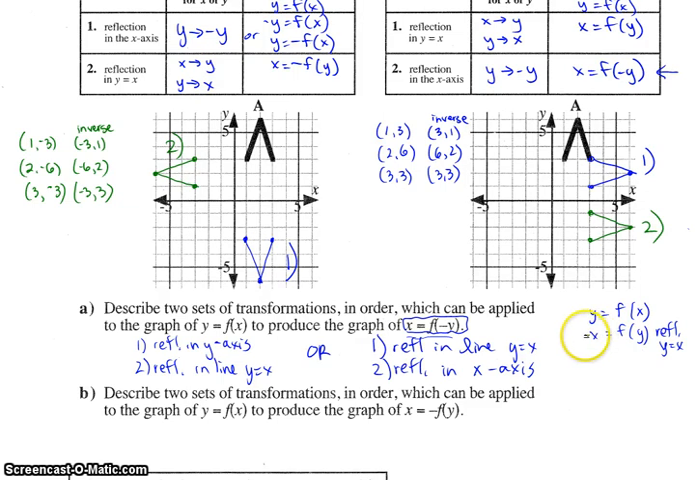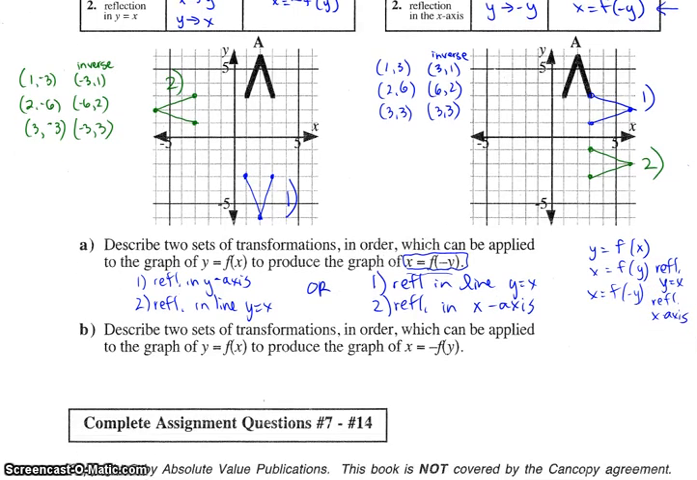Then you go, okay, how do I get from this graph to this one with the negative in front of the y? Well, I'd have to replace y with negative y. So if I do that, replacing y with negative y would reflect in the x-axis. So x would become f at negative y, and that's reflecting in the x-axis. Okay, so that's one way to figure that out from scratch in case you don't have the table above.